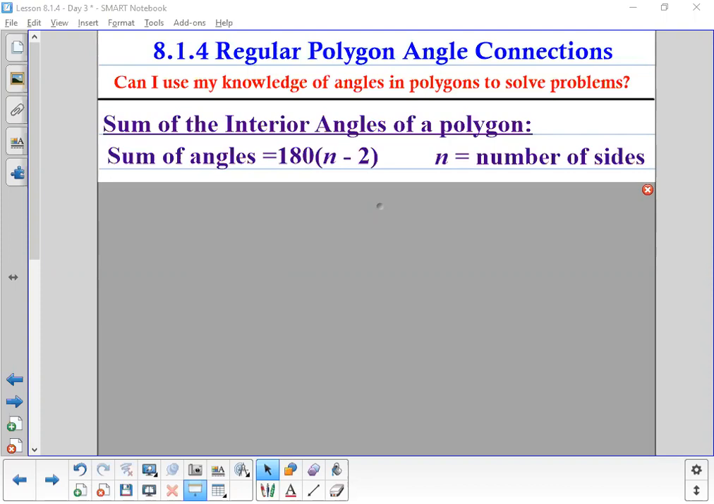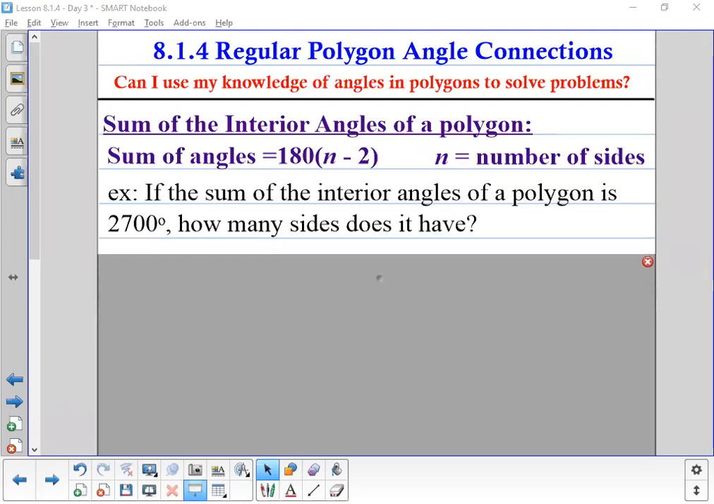The sum of the angles, so what I get when I add all the angles together, will equal 180 times n minus 2. And n is the number of sides. This will be true for every polygon, whether it is regular or not. Remember, regular means that the polygons have the same length sides and equal angles. They are equilateral and equiangular.